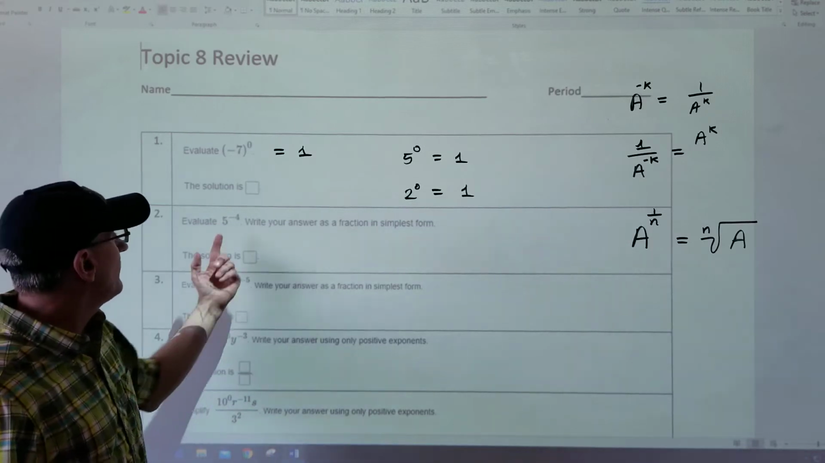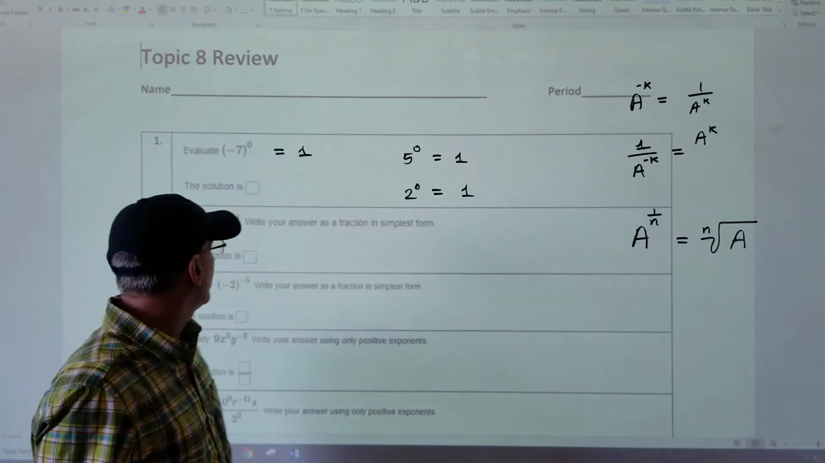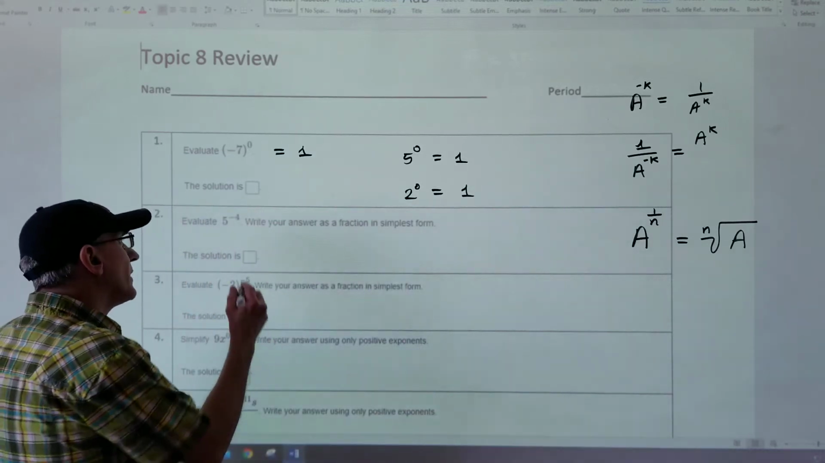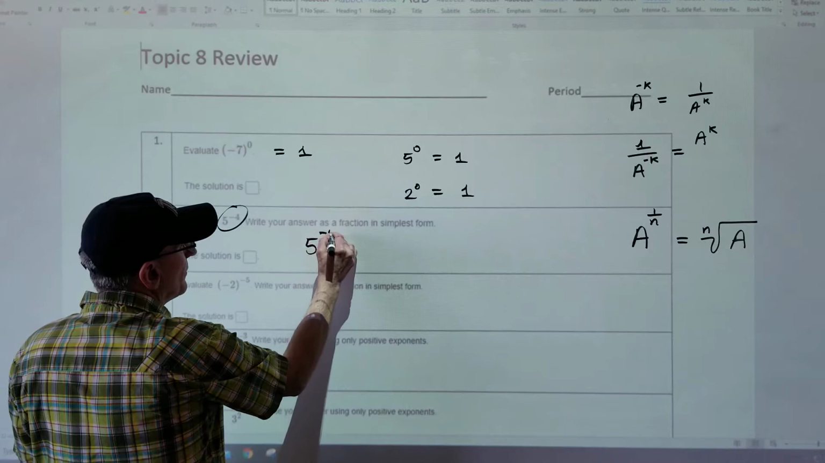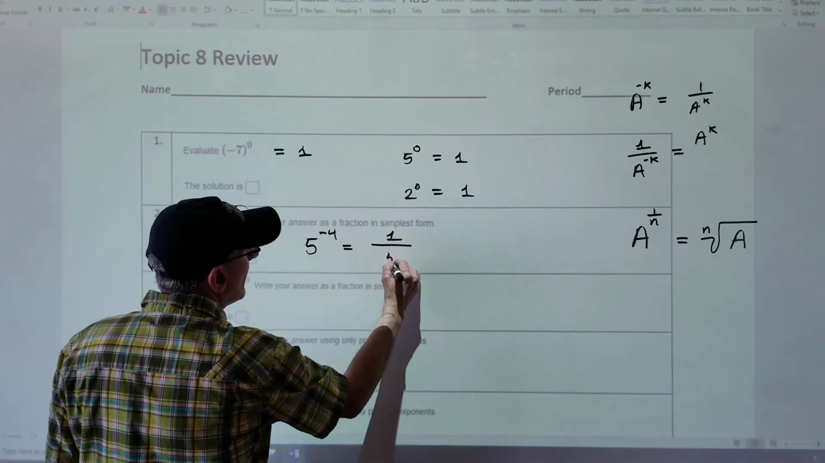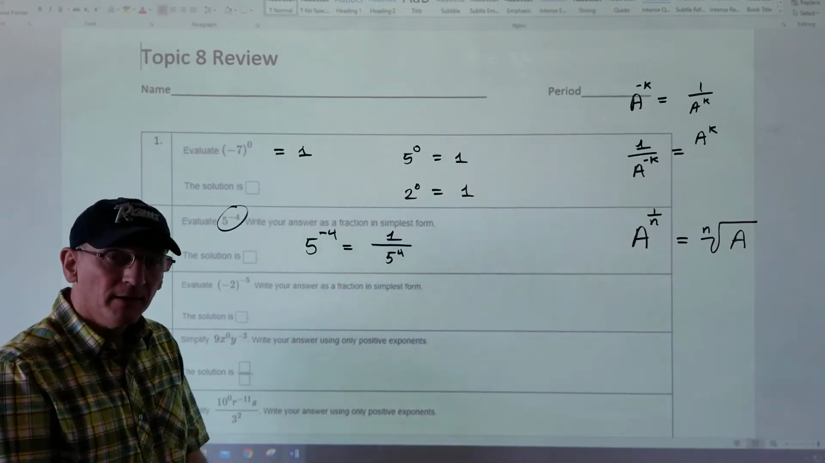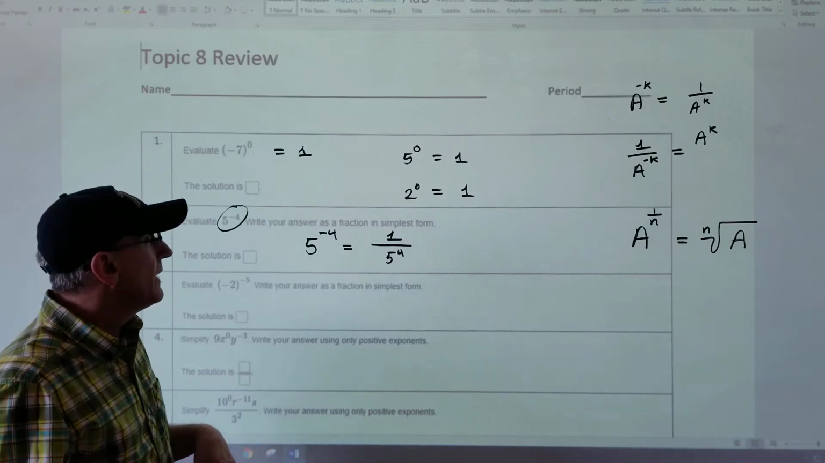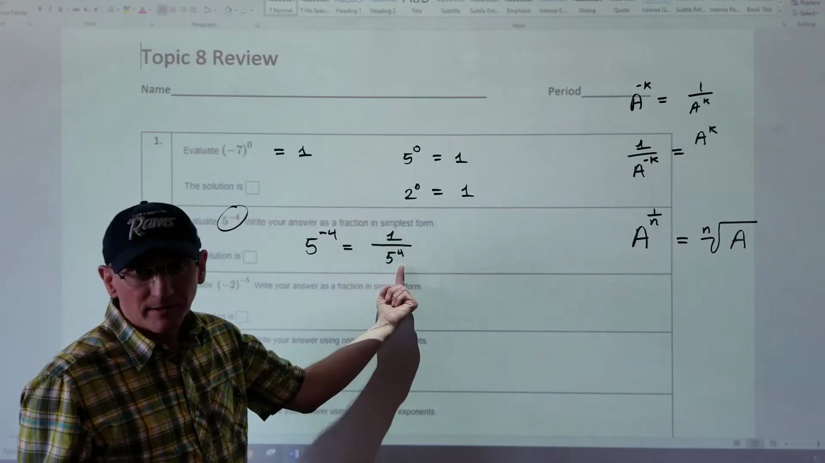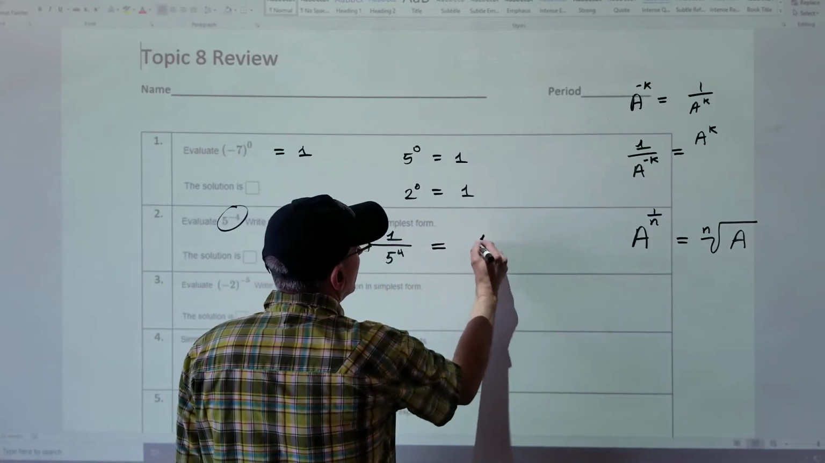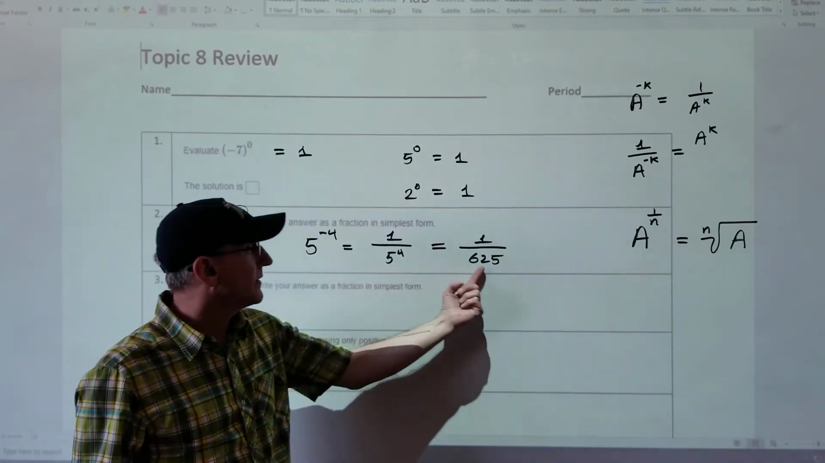Next problem asks us to write 5 to the -4th, evaluate it, write your answer as a fraction in simplest form. Okay, well, previously we learned what a -4 power does. 5 to the -4th is the same thing as 1 over 5 to the 4th. It's not a negative answer, it's just a very, very small answer that's just barely bigger than 0. Now, you may want to use a calculator to figure out what 5 to the 4th is. I know it's 625 because I do this for a living, but feel free to plug that into your calculator or your phone to determine that that's 625. That's correct.